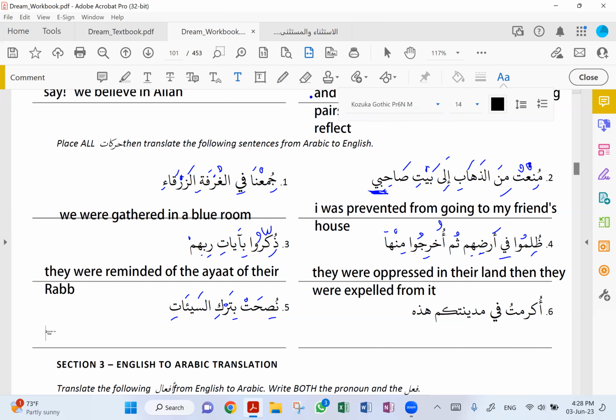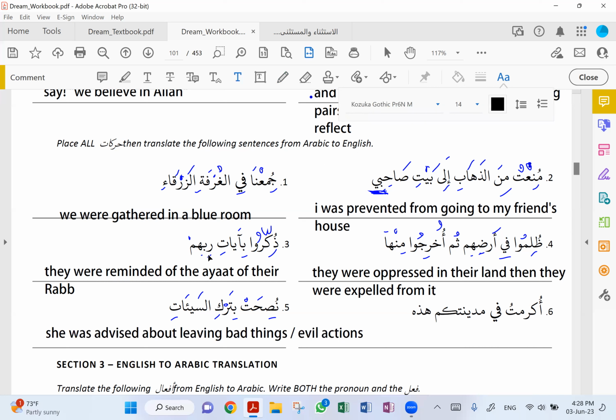So how do we translate it? She was advised about leaving the bad things. We can just say bad things. I don't know a better translation for sayyihat. Evil things or bad things, evil actions or something like that. I don't know how they translated it in the answer key, so maybe we'll take a look and see.